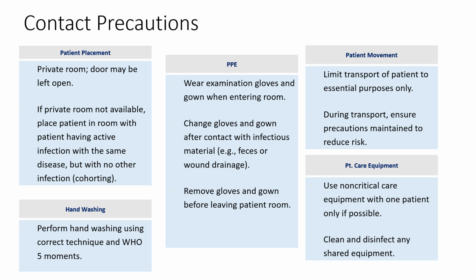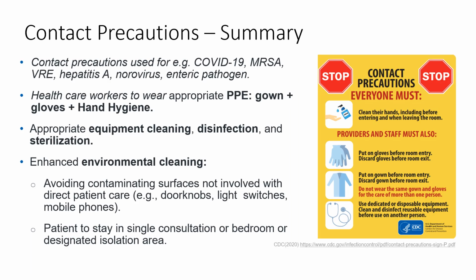Use non-critical care equipment with one patient only if possible, and if single rooms are not available. This is done for contact precautions for COVID-19, MRSA, VRE, hepatitis A, norovirus, and other infectious pathogens. Now again to repeat, this includes gown, gloves plus hand hygiene.